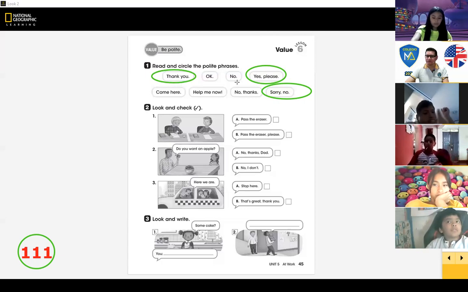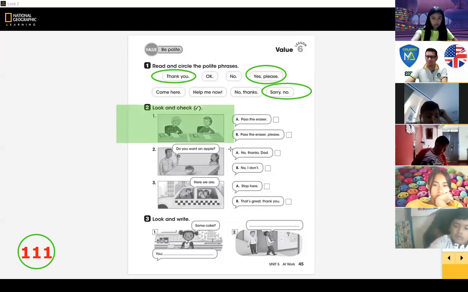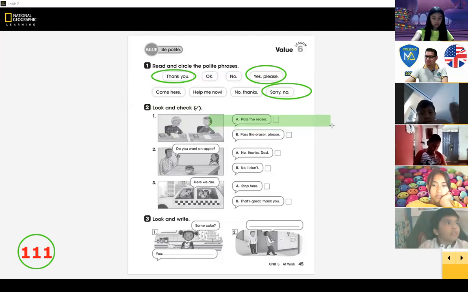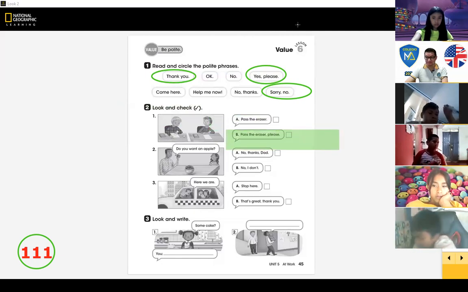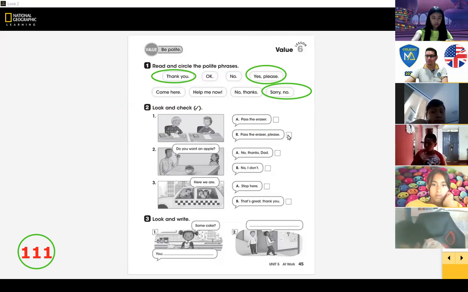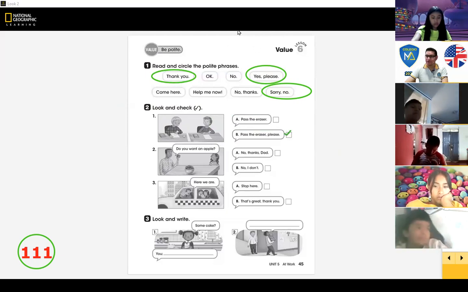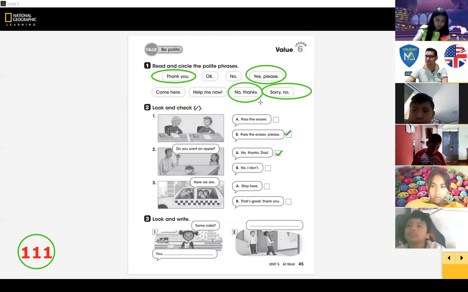Now here it says, look and check. What do you think is polite? Pass the eraser or pass the eraser, please? You know, this is the magic word, please, we use to say polite words, right? Do you want an apple? No, thanks, Dad. And here says, no, I don't. I think no, thanks, that is more polite, right? We have to circle these two. And what's the polite way? You say, that's great, thank you.